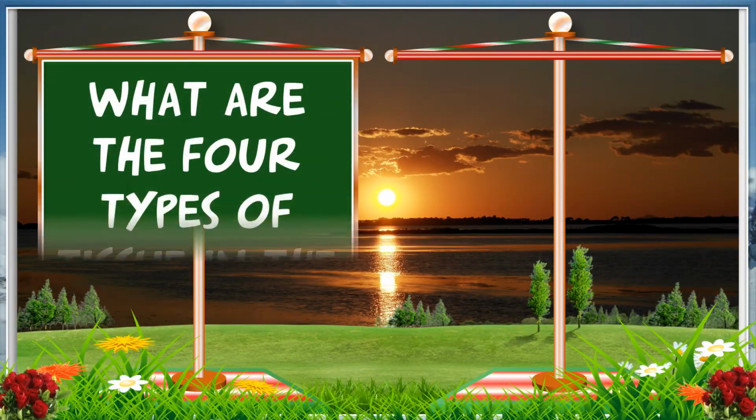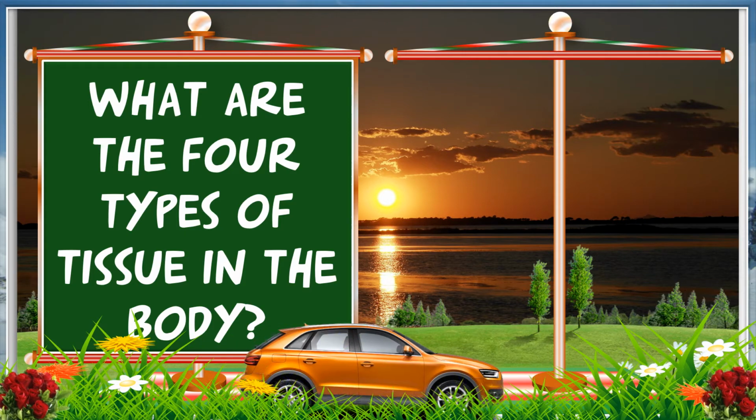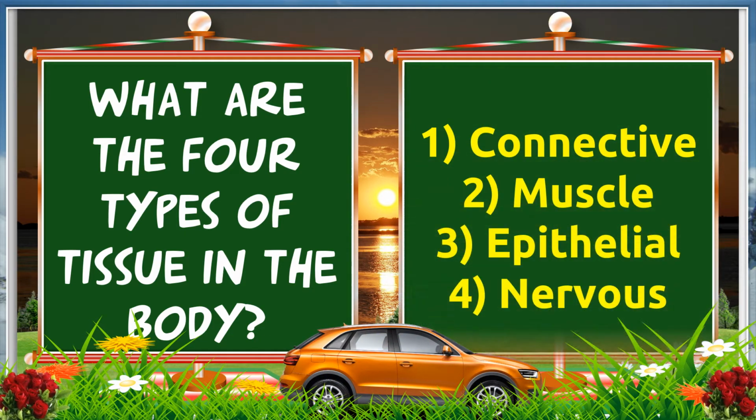What are the 4 types of tissue in the body? One, connective tissue. Two, muscular tissue. Three, epithelial tissue. And the fourth, nervous tissue.